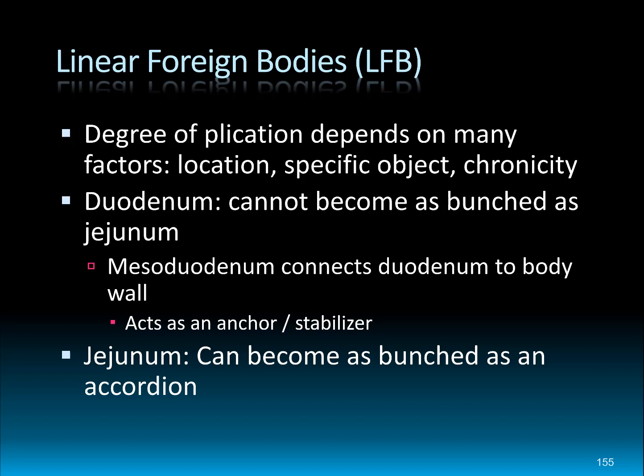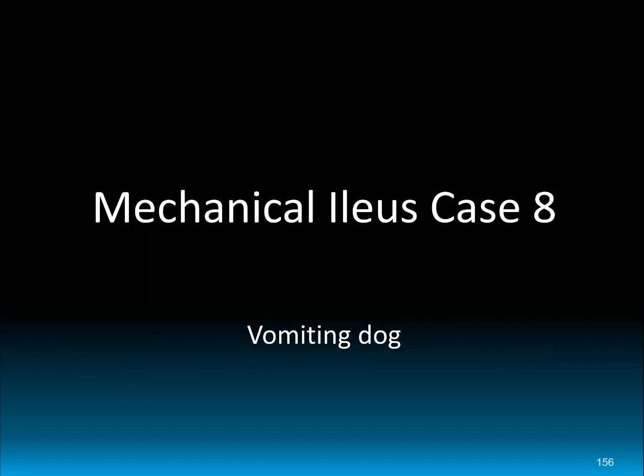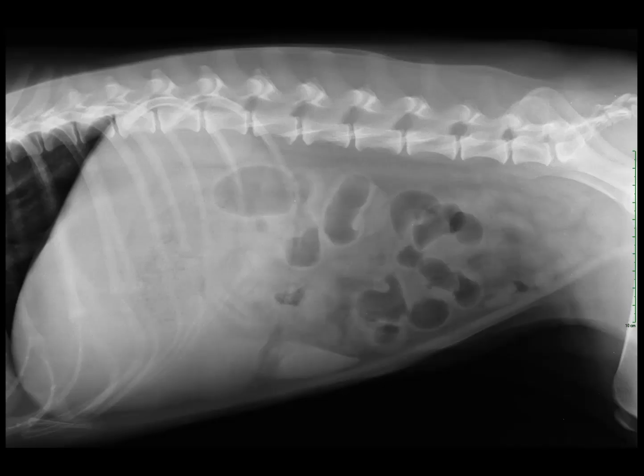The jejunum has mesentery, but it's very flexible and movable, so the jejunum will become a lot more plicated with a linear foreign body. A vomiting dog is probably going to have a linear foreign body.